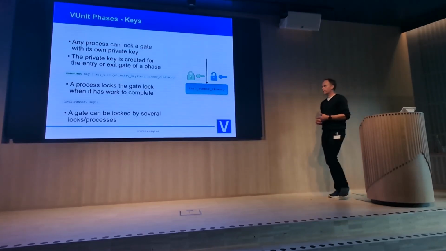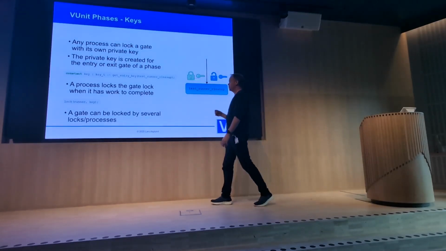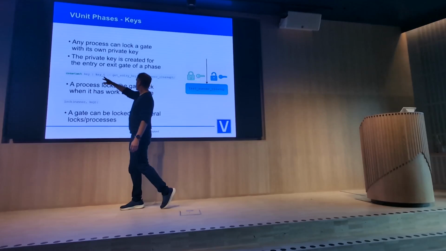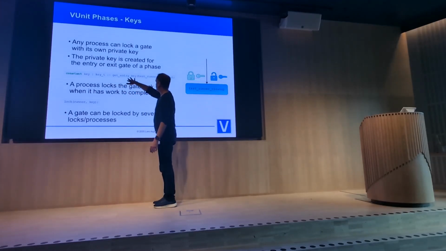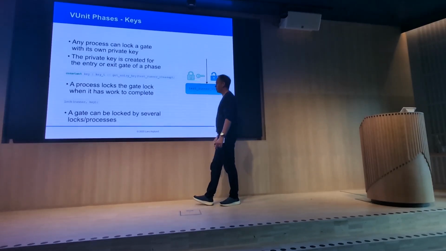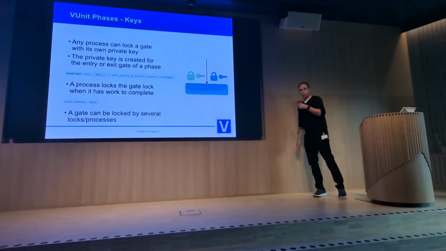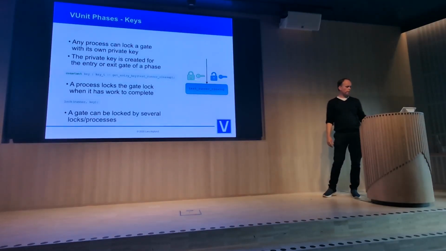We do that by, in our process, creating one private key for ourselves. So here I'm creating a key of key type, and I get the key to the entry gate of the test runner cleanup phase. Now I can lock that phase, and obviously can also unlock that phase. And the unit will only continue when all processes that have locks on the gate have unlocked the gate.